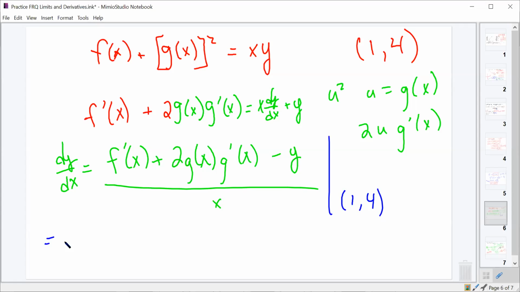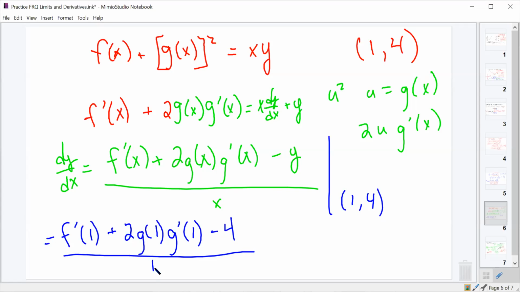So we're looking for f prime of 1 plus 2g of 1 times g prime of 1 minus our y value, which they gave us in that point, so minus 4, all divided by our x value, which is 1. Everybody good or no? Yeah. All right, and I believe f prime was equal to x sine of x squared. Is that correct? Yes. Yep, so f prime of 1 will just be 1 times the sine of 1, or just the sine of 1, plus 2g of 1.